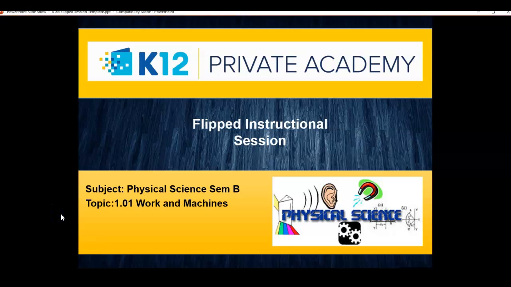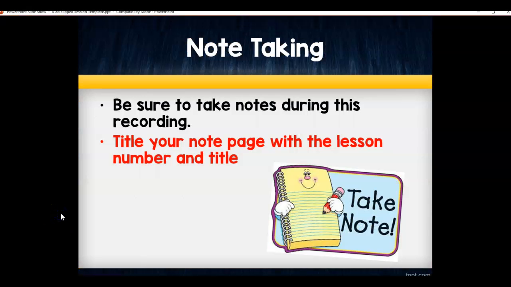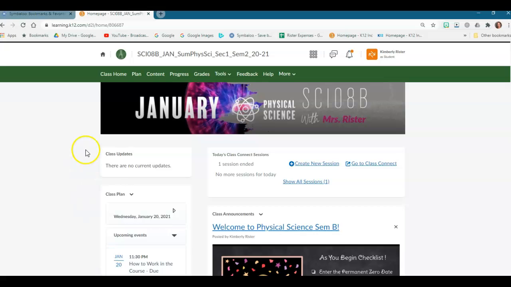So just a couple of reminders as you get started. Be sure to take notes during the recording. You can use the unit note guide or your own notes by hand or typing. Just be sure to title your note page with the lesson number and the title. So 1.1, Work and Machines. And then we will go ahead and jump in.